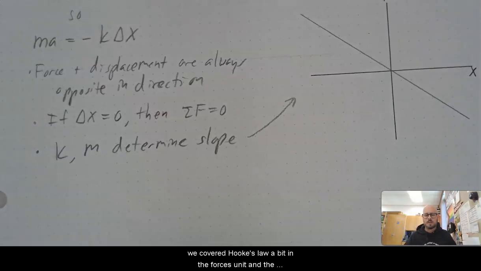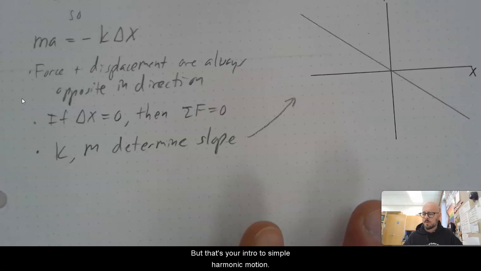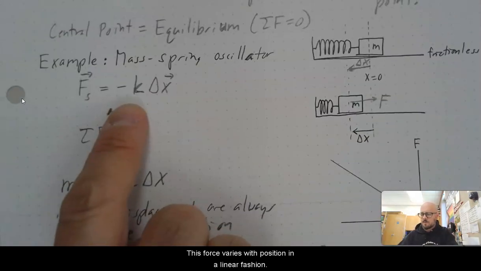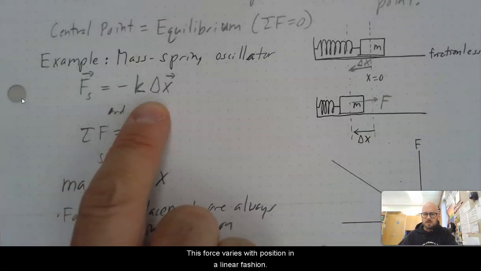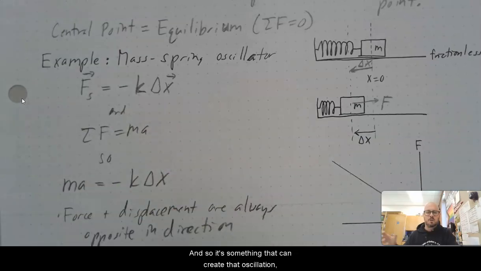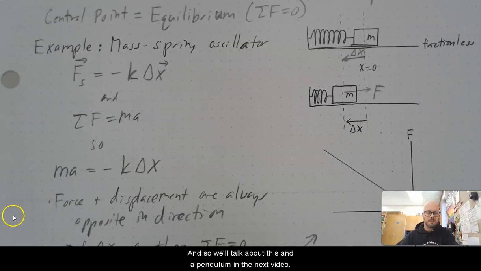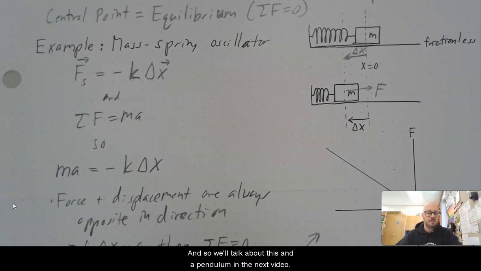So, we covered Hooke's law a bit in the forces unit and the energy unit, and so we're not going to do much more with that. But that's your intro to simple harmonic motion. This force varies with position in a linear fashion, and so it's something that can create that oscillation, that's simple harmonic motion. And so we'll talk about this and a pendulum in the next video.